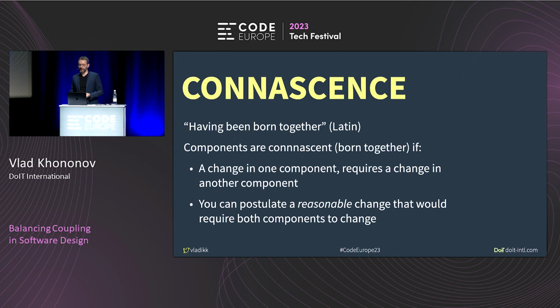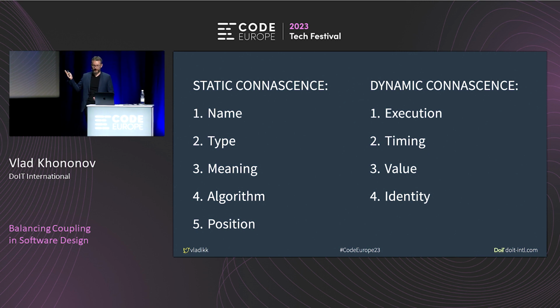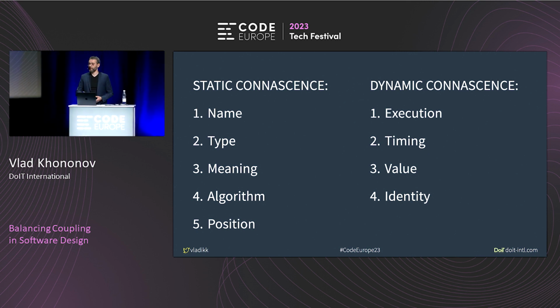According to Page-Jones, two components or two things are defined as born together if a change in one component requires a change in another one, or if you can postulate a reasonable change that would require both components to change. Again, this change should be reasonable, something that is actually needed or might be needed in the future. Now, compared to structured design, here we have a few more levels. And they're categorized into two types, static connascence and dynamic connascence.